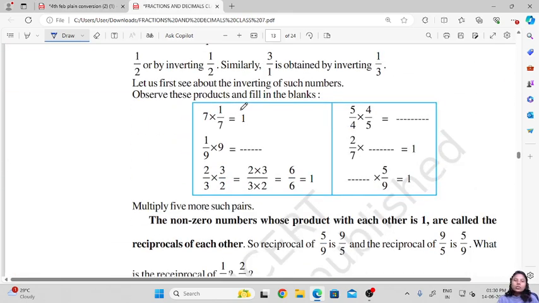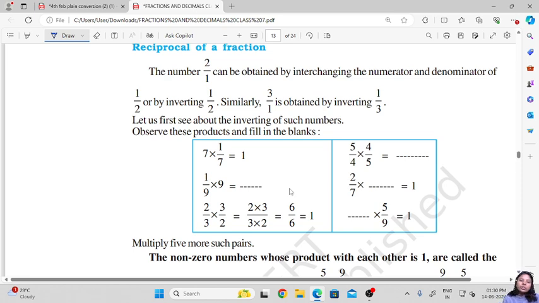Okay, so now this reciprocal part we already know. So here, see what I have done is, this will be 7, you can cancel, you will get 1 here. This you can cancel, again you will get 1 here. So the reciprocal of any given number.